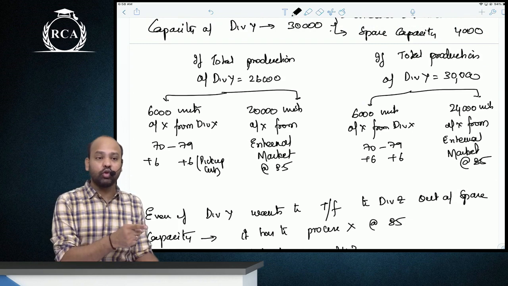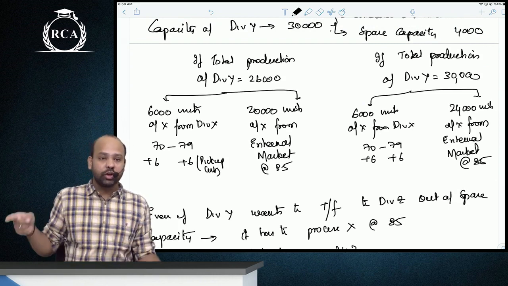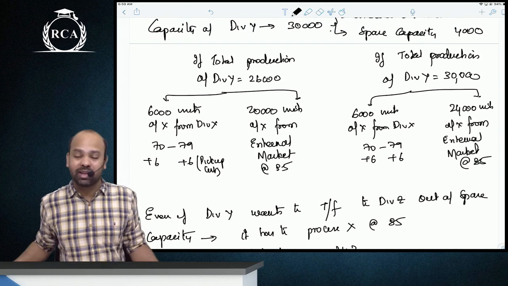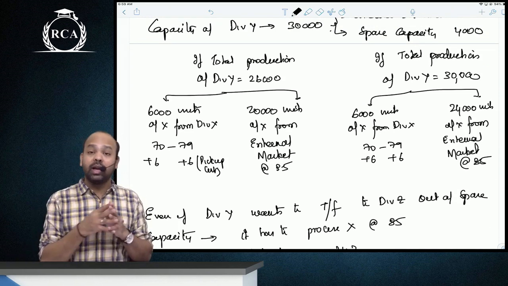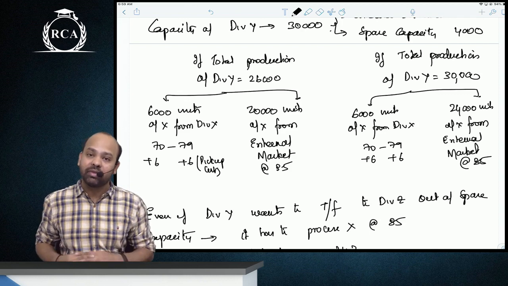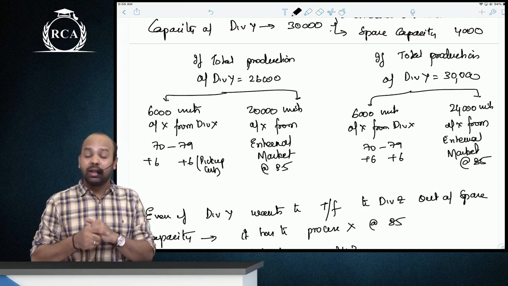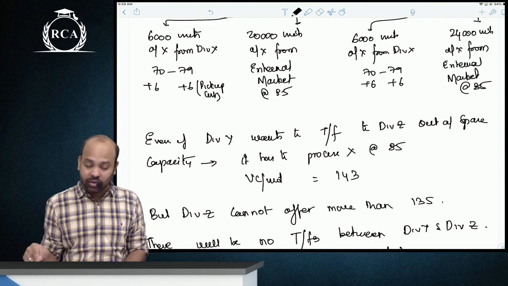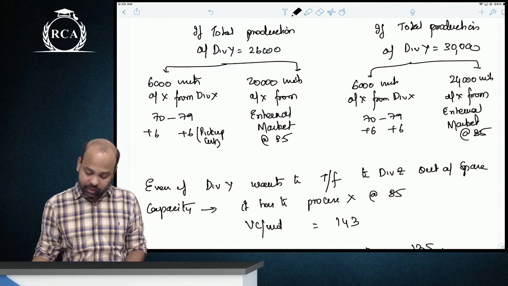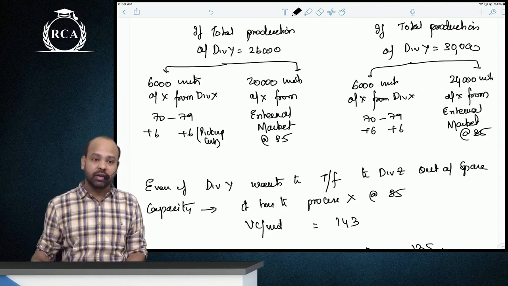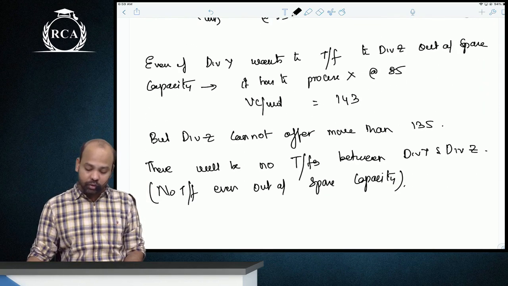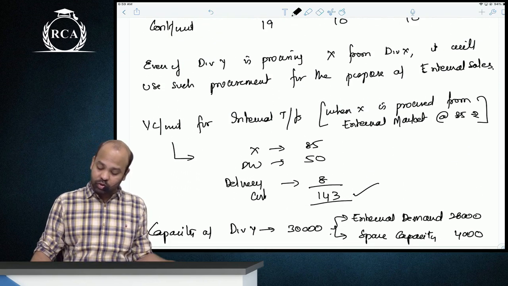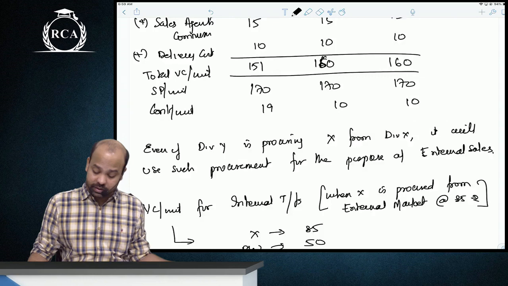So in case they want to increase their production from 26,000 units to 30,000 units, their additional procurement cost, Beta, is at 85 rupees, not at 70 rupees. Even if division Y wants to transfer to division Z out of spare capacity, it has to procure X at 85, which means the total variable cost per unit will be 143. But division Z will not offer more than 135. This is where, Beta, you should know. Do you understand? Yes sir.